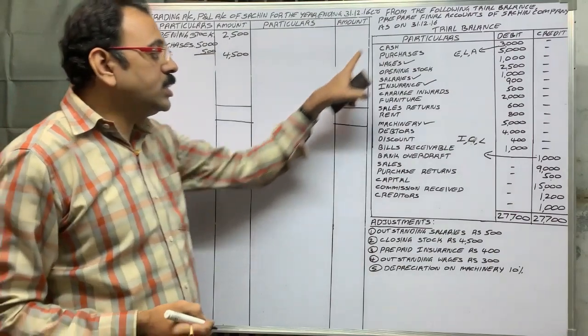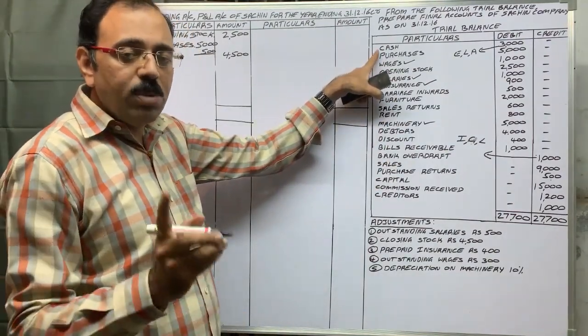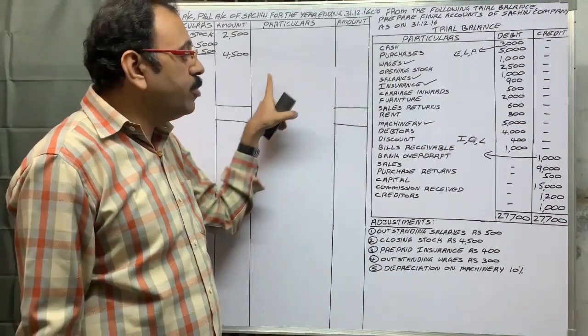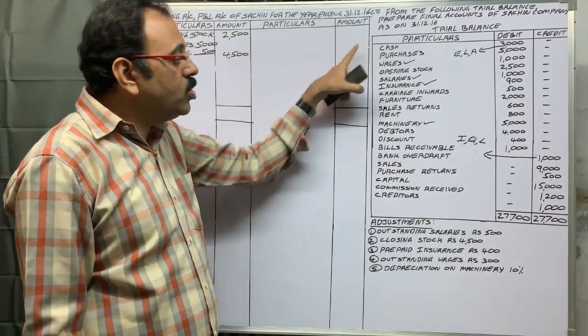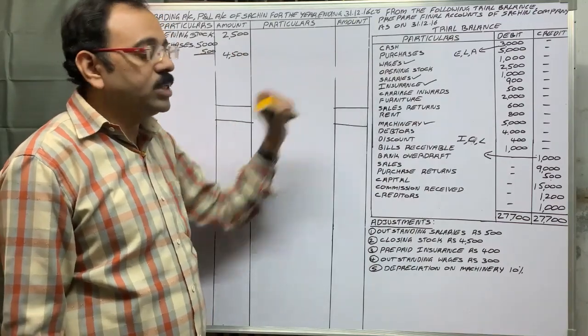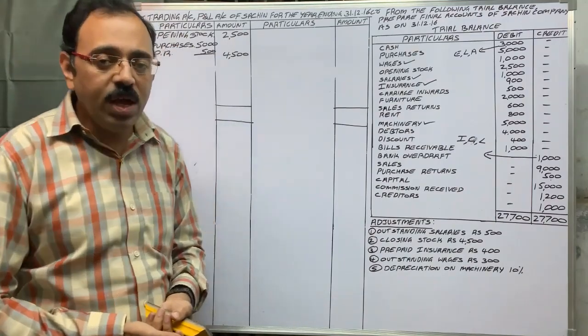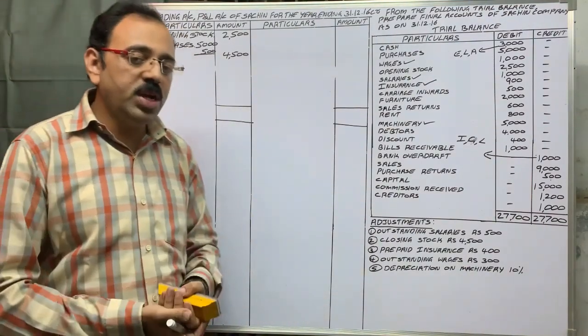Next, let us see one by one. Cash is an asset. It goes in balance sheet. Now we are preparing trading account, so ignore it. Purchases completed. Wages. Wages is a direct expenditure. Why? To whom firm pays wages?